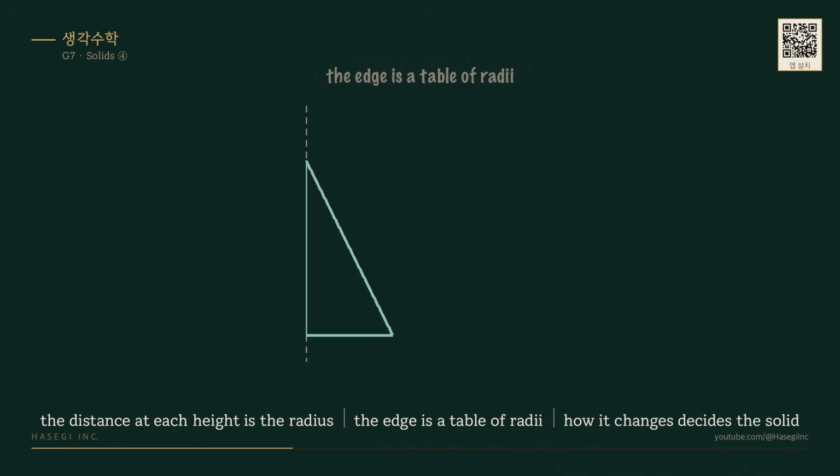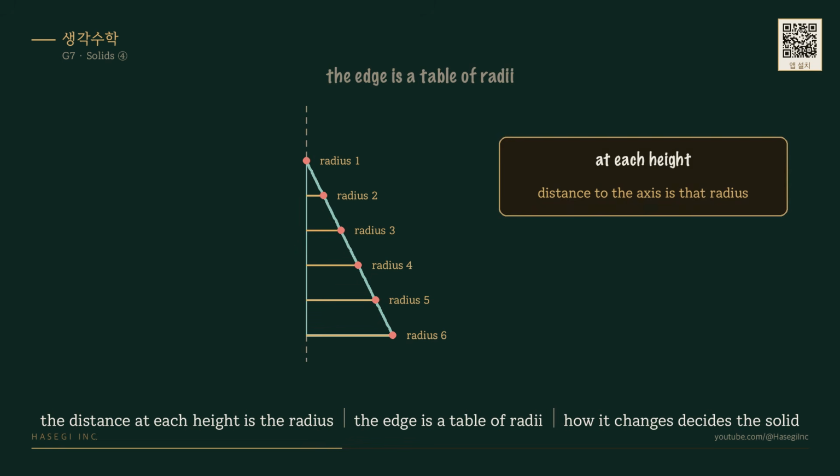That leaves only one thing deciding the outline. At each height, how far is the shape from the axis? That number is the radius at that height. So the edge of the flat shape is really a table of radii. Read how that number changes as you go up, and you know in advance what will appear.